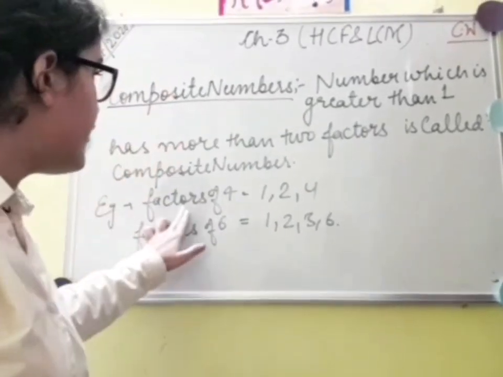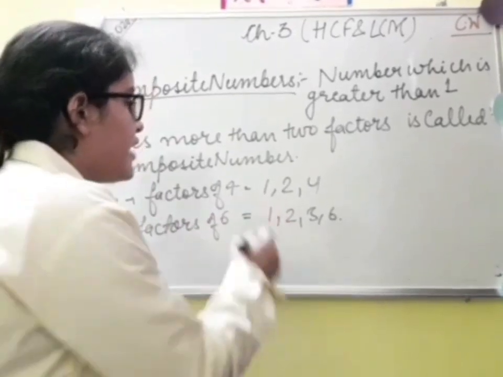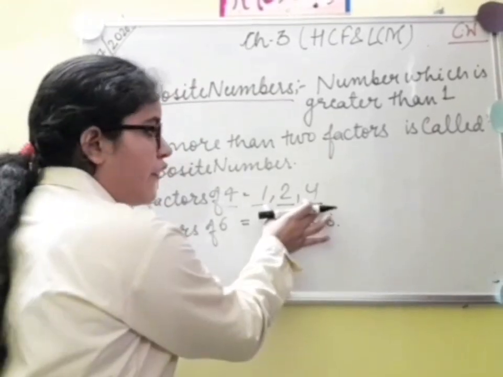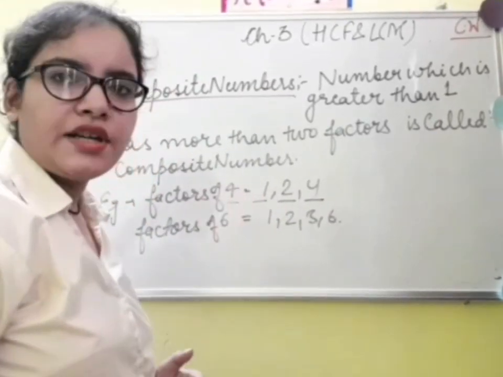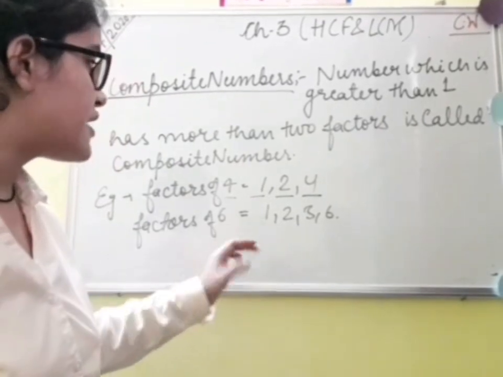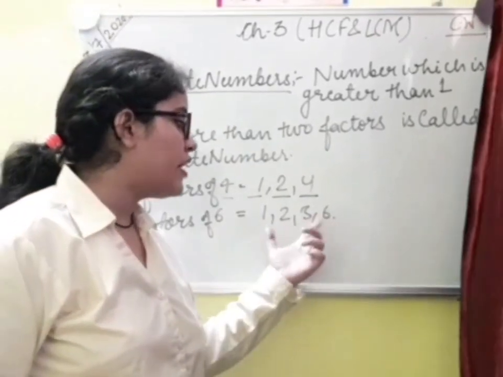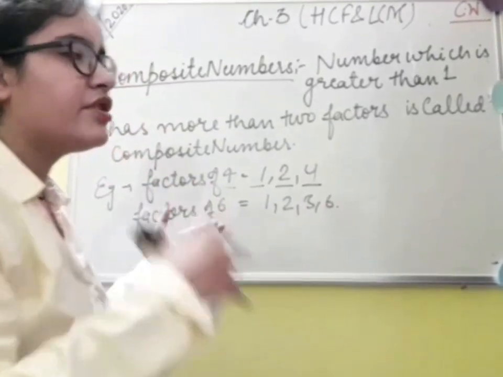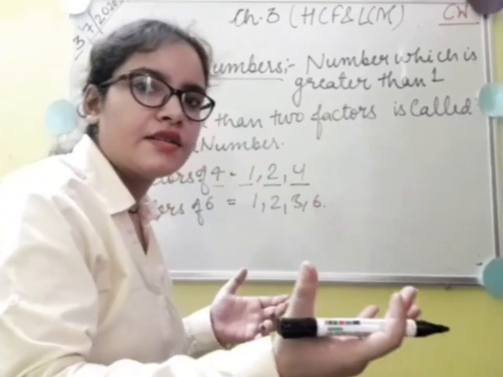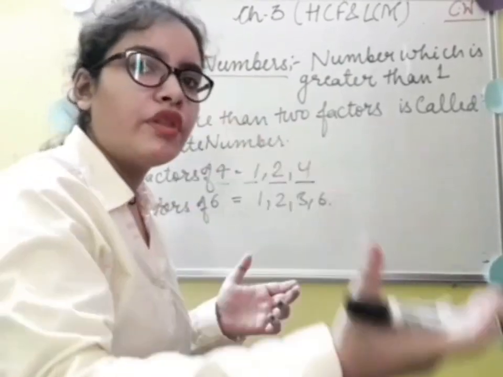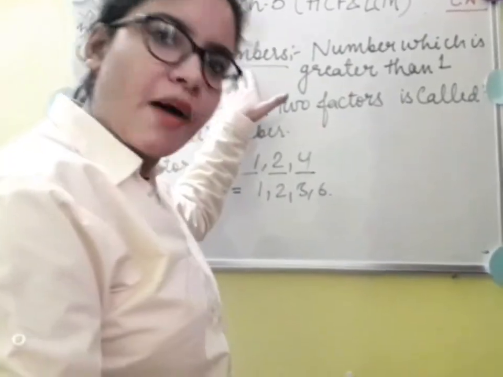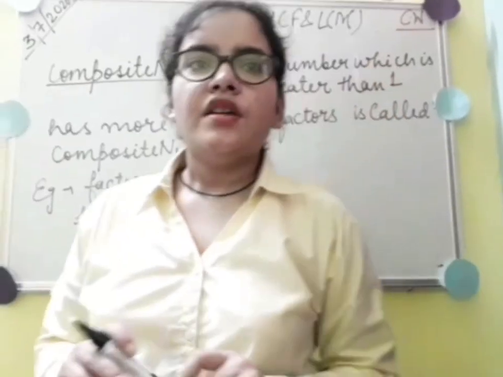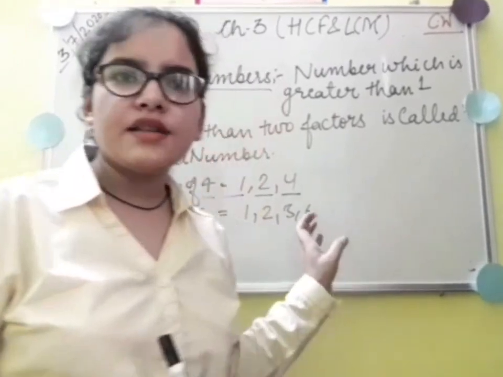So you can see that the factors of 4 are written here. 4 has 3 factors, 1, 2 and 4, more than 2 factors, so 4 is a composite number. Similarly, factors of 6: 1, 2, 3, 6. How many factors are there? 4 factors, so it is also a composite number. The numbers which have more than 2 factors are known as composite numbers. Okay students, clear? So students, this is your last topic, composite numbers.